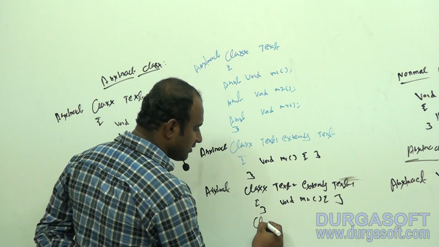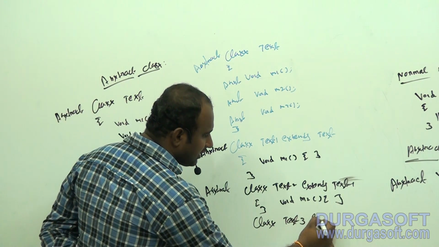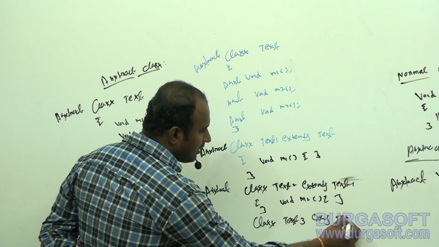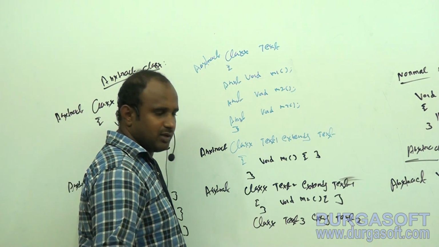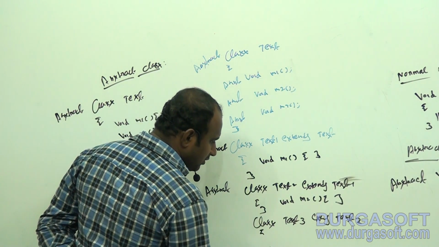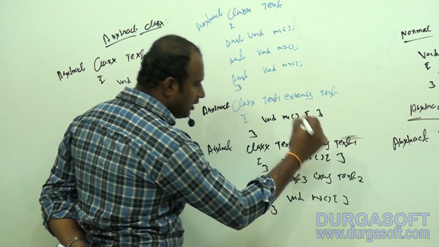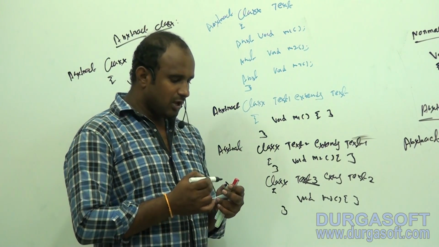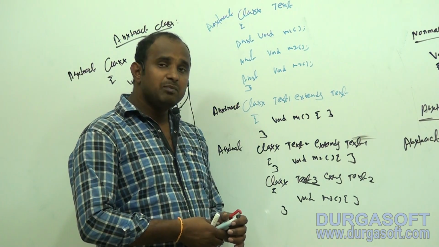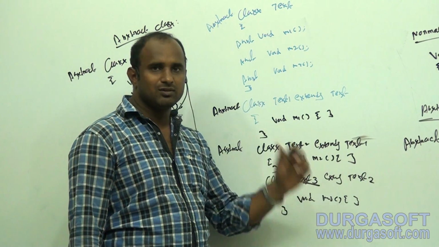Take one more child class. How do you take one more child class? Class Test3, it extends Test2. Not exactly one implementation, you can write 2 implementations also, no problem at all. So here I am implementing void m3 method. Now tell me, Test3 contains how many methods? 3 methods. Out of 3 methods, how many implementations are completed? m3 completed, m2 completed, m1 also completed.